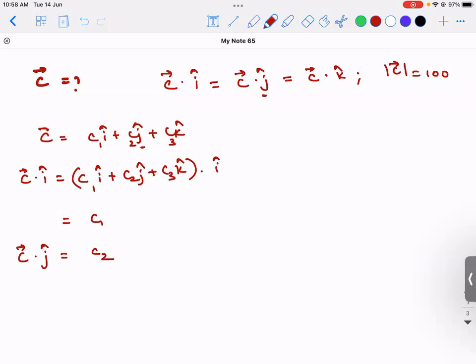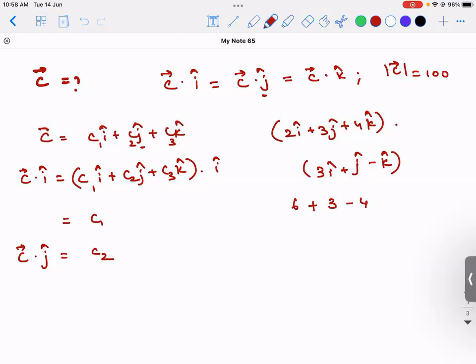So yesterday we did this problem: 2i cap plus 3j cap plus 4k cap dot 3i cap plus J cap minus K cap. If I take something like this, then the coefficients get multiplied: 6 plus 3 minus 4. So when coefficients are present, they get multiplied. For example, if I do the same thing with only 3i cap, the answer would have been only 6, because J cap and K cap are absent in this.